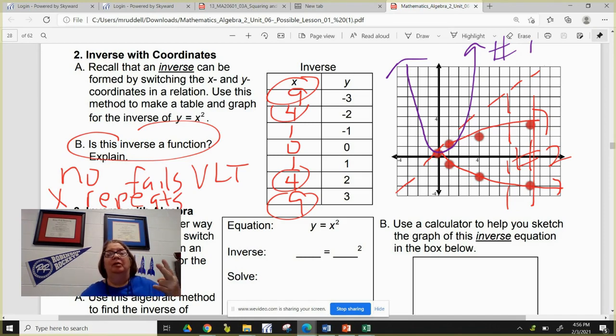Okay. So we know we can make the inverse with coordinates. We can switch the x's and y's in the table or switch the x's and y's in the graph, and we can make the inverse. Okay. If you recall from the beginning of the year, how do you make the inverse? You switch the x and the y.